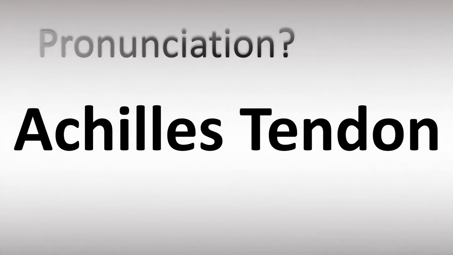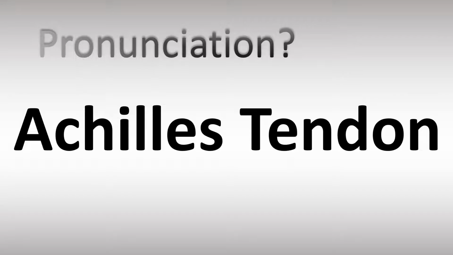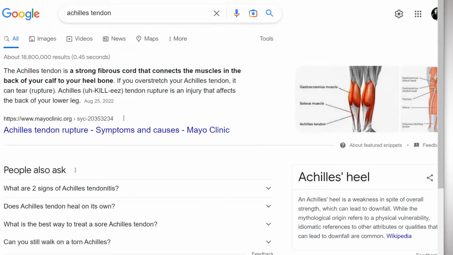We are looking at how to pronounce this name. We'll be looking at how to say more names from anatomy and more medical terms as well. This is indeed a word, a name from anatomy representing this part of the body right here on the leg. Specifically, it's a strong fibrous cord that connects the muscles in the back of your calf to your heel bone.